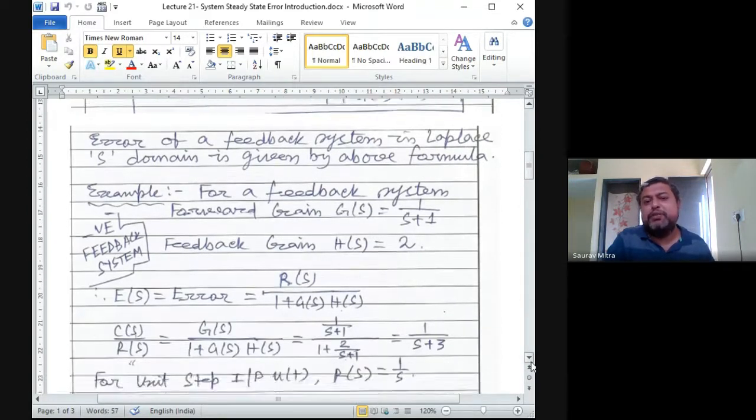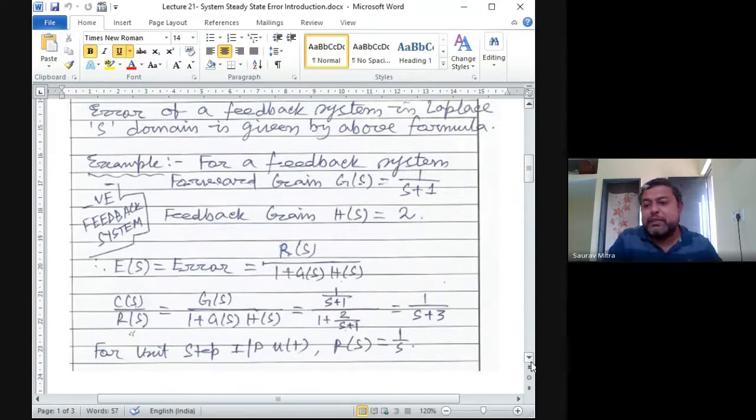There is an example for a feedback system, G(s) equal to 1 by s plus 1, and feedback gain equal to 2. I'm just giving a feedback gain equal to 2. Generally we take the highest value of feedback gain as 1. So what is the error in that case? This is R(s) divided by 1 plus G(s)H(s). So what is the input to the system? The input has to be mentioned: unit step input.